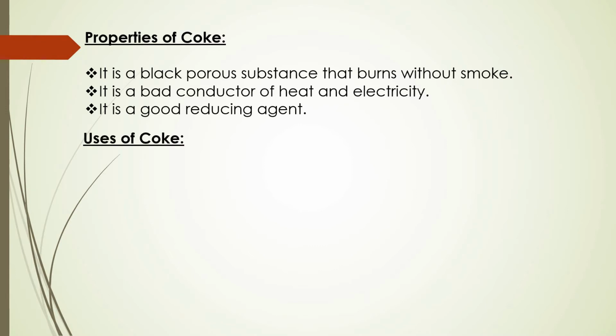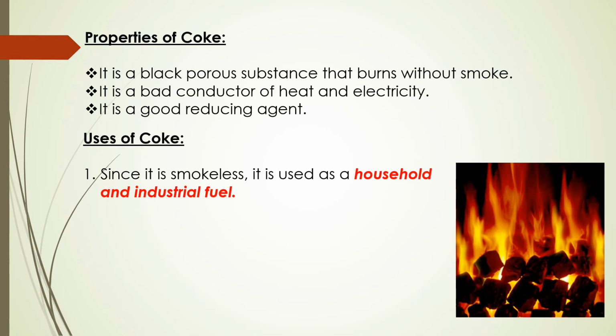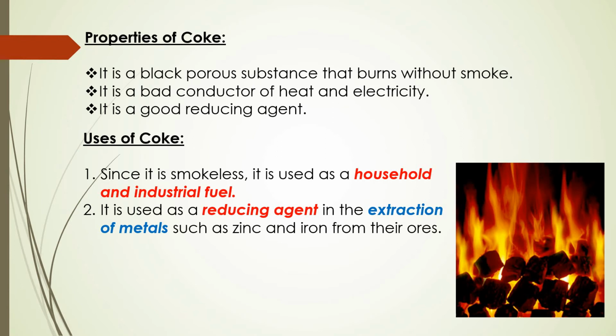Now let us see some important uses of coke also. Since it is smokeless, it is used as a household and industrial fuel. It is used as a reducing agent in the extraction of metals such as zinc and iron from their ores. Initially they are converted into their oxides to extract them from the ores. Now these oxides are then reduced with the help of coke, so that oxygen gets removed and the metal remains in the pure state.